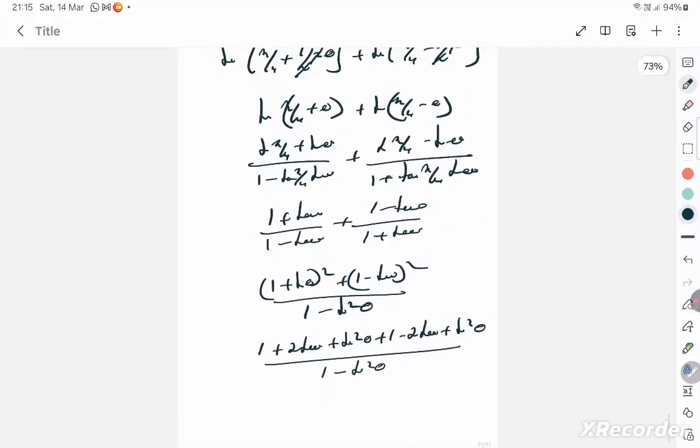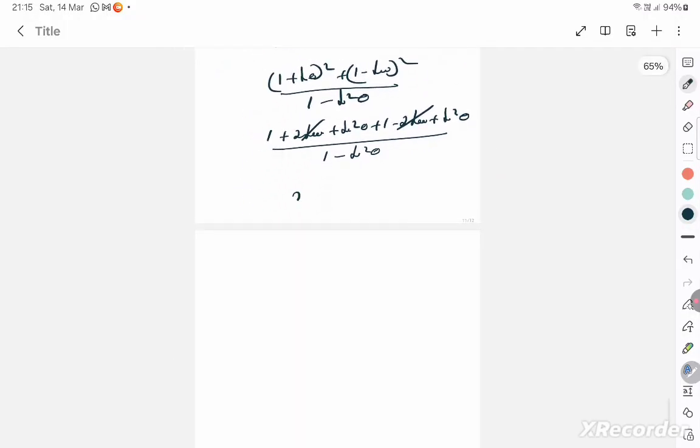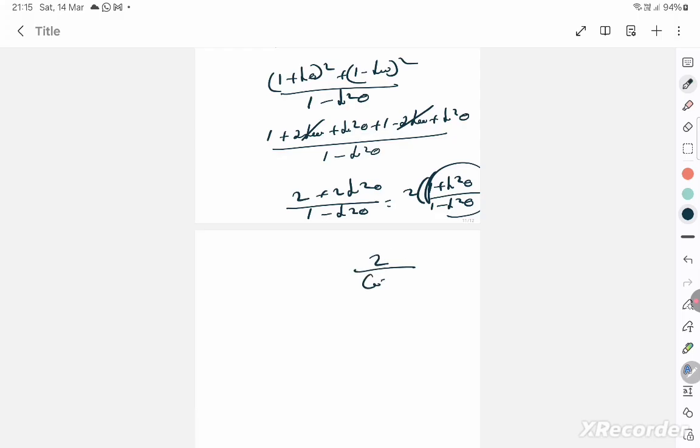As you can see, the 2 tan theta gets cancelled. It becomes 2 plus 2 tan square theta by 1 minus tan square theta. 2 can be taken out: 2 times 1 plus tan square theta by 1 minus tan square theta. The moment you see this, it's the reciprocal of cos 2 theta. So it's 2 into 2 by cos 2 theta. You can write it like this, correct?